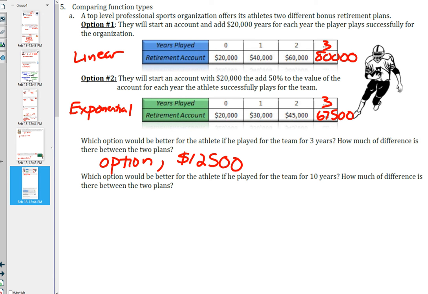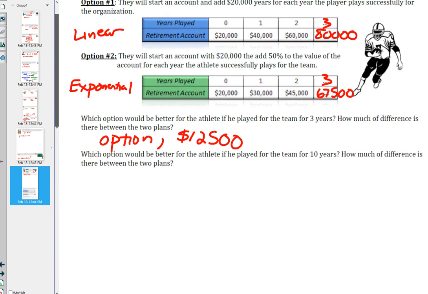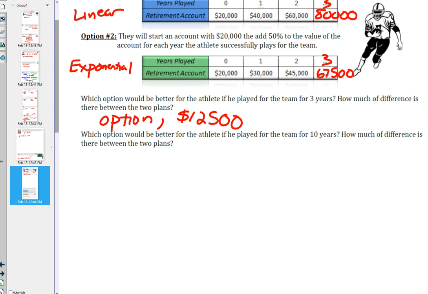Which option will be best if there was 10 years? And then what's the difference? Well, since I don't feel like going all the way to 10, let's actually go ahead and write the explicit definition and then substitute. So the first one's linear, and now remember, be careful, because I know the zero amount here, I do not need the n minus 1. I can just use n.